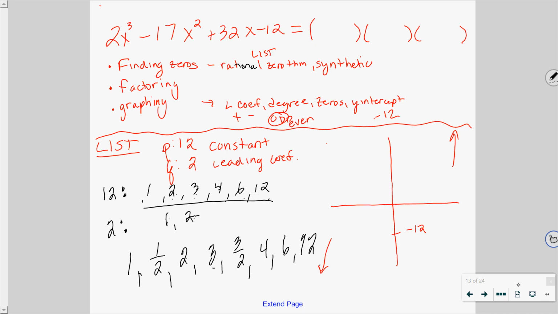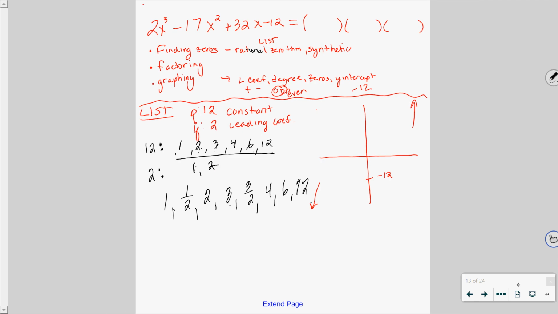So all of those numbers are the possible numbers that are going to give me a 0 when I do synthetic division. So that's a big list. Which ones do you think you're going to try to stay away from and not try first? 12 probably. What other ones? Probably the fractions, a half and 3/2, right?